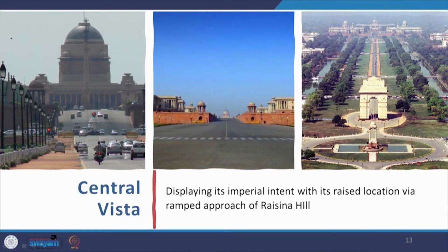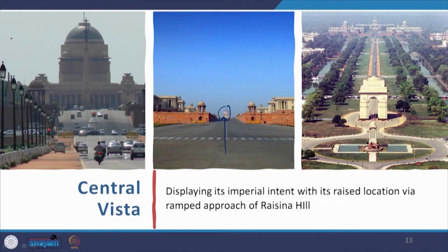The central vista displays the imperial intent because it is on a raised location via this ramped approach, and amazingly as you climb on this ramp towards the Raisina hill where the Rashtrapati Bhavan is located, you do not see the Rashtrapati Bhavan in totality from Rajpath. As you climb the Raisina hill, it starts revealing itself. So you first see the dome, and then as you climb higher and higher, the whole Rashtrapati Bhavan is revealed to you depending on from where the shot is being taken.